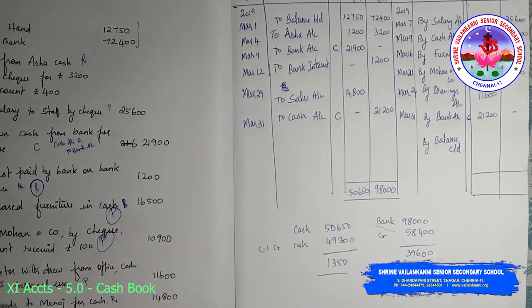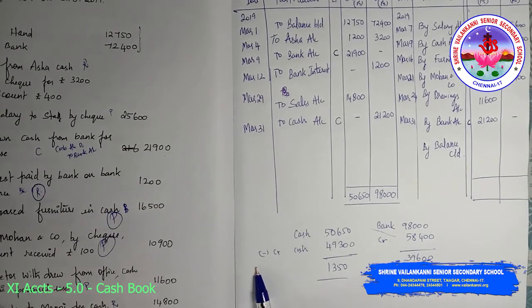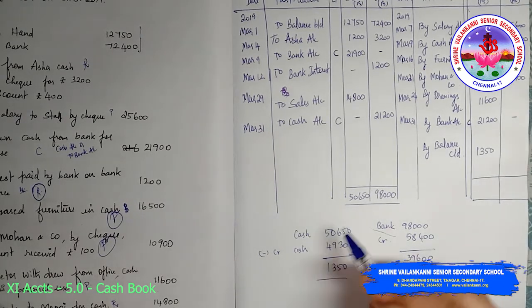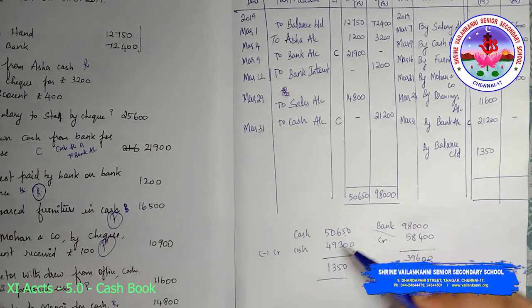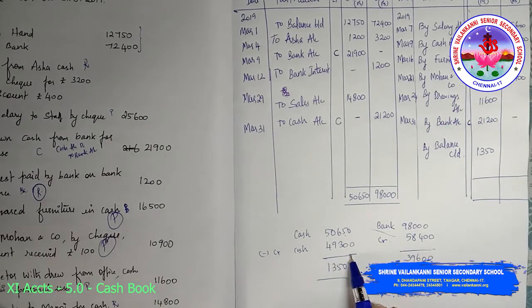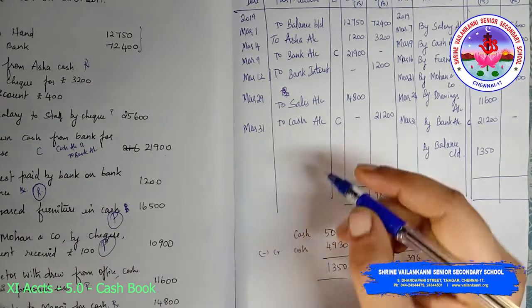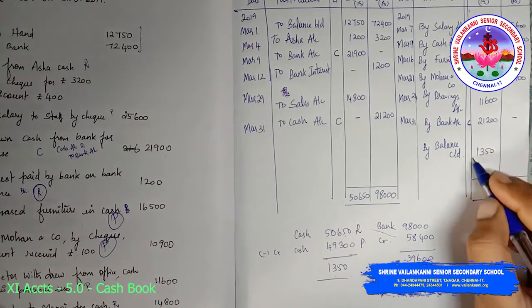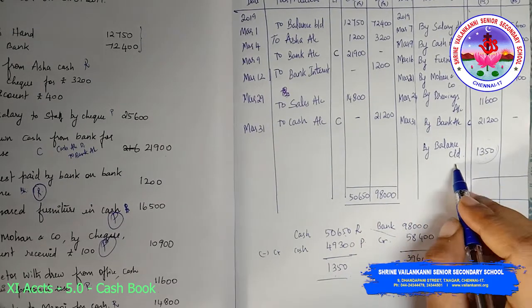So you can look here, cash, credit. 1,350 is the balance. Debit side total is 50,650. Credit side total comes to 49,300. There is a difference of 1,350. So receipts are more than payments, and the excess balance is shown as balance carried down.